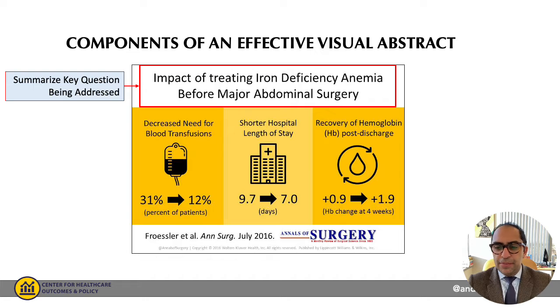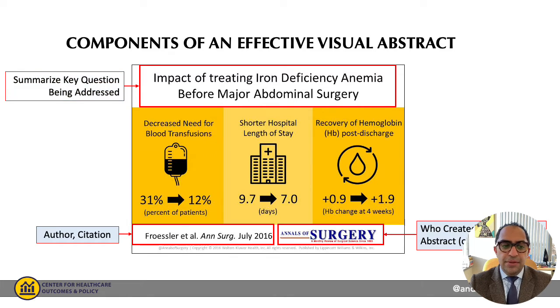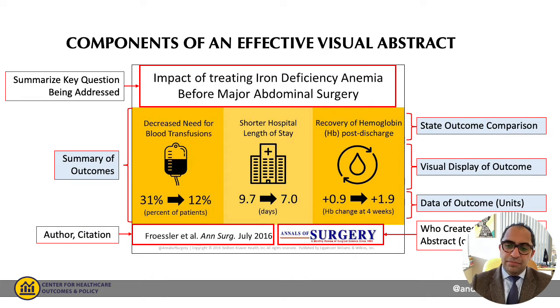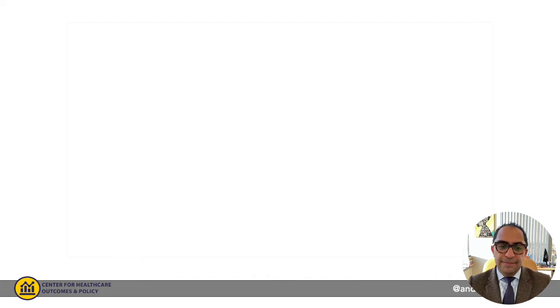As I mentioned, we workshopped the visual abstract multiple times, focus groups, the whole thing. This ended up being probably the most popular format, in this 3-panel display, and it had these key components. Summarizing the key question being addressed at the top, having the author and citation at the bottom, who created the visual abstract. In this case, I was representing the Annals of Surgery, so I put their logo there. But certainly don't put the journal's logo there if you don't represent them. Just put your own name or your own handle or your institution. And then finally, a summary of the outcomes. What was the comparison? What's the visual that goes with it? And then some of the data that gets at it.